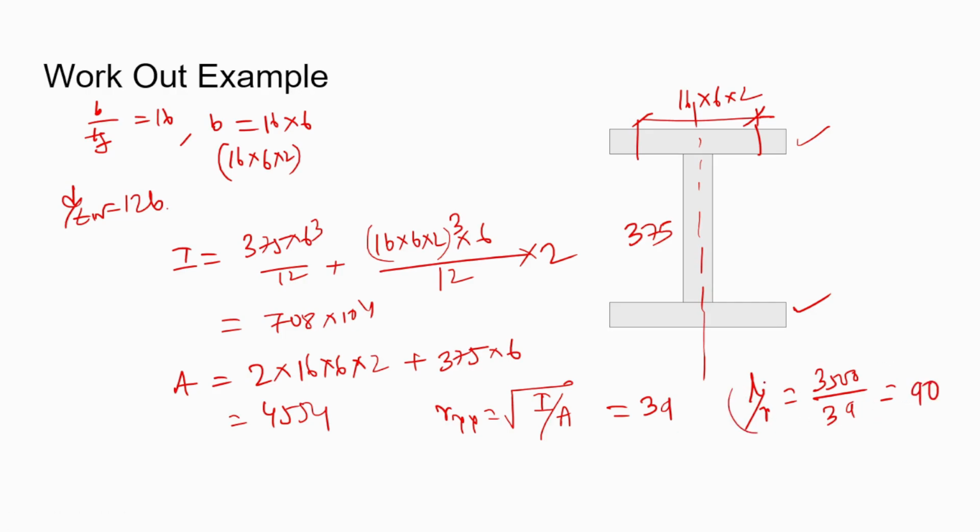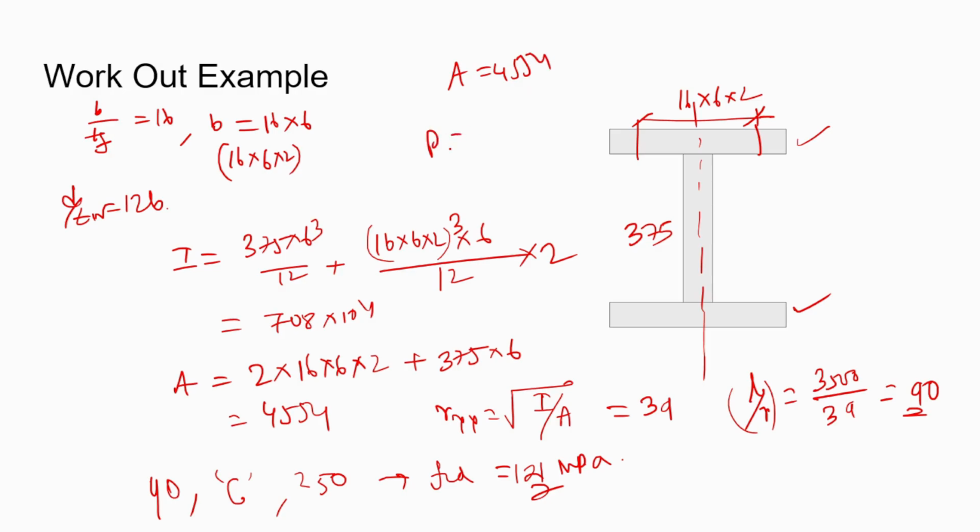So for slenderness ratio 90, buckling class C, and strength 250, we will get FCD, as you can check in the table also, 121 MPa. So this is known to us. A is also known to us. So now load is simply A times FCD, and this gives us 550 kilonewton factored. This is the factored load, right? So you can apply maximum this amount of working load.